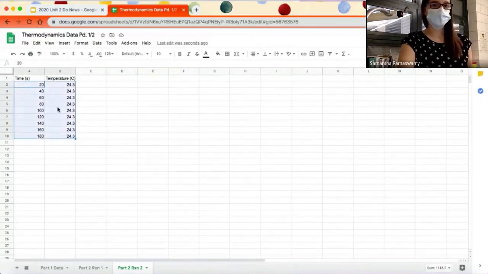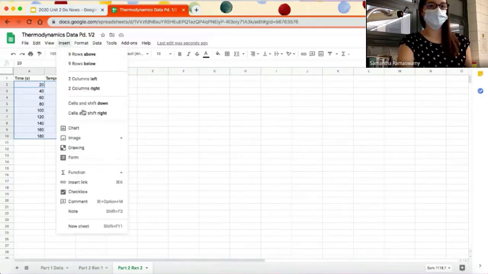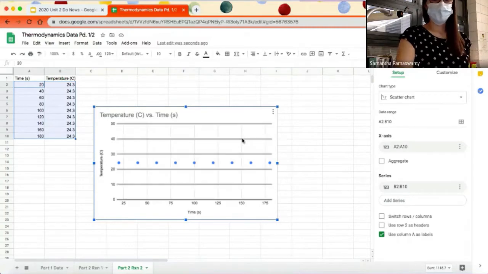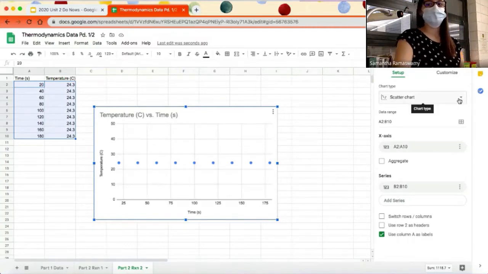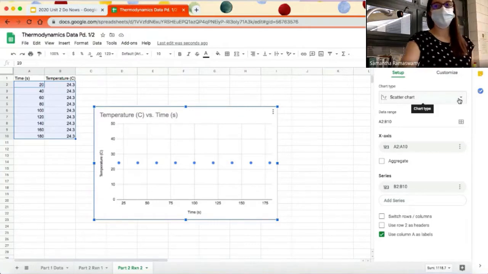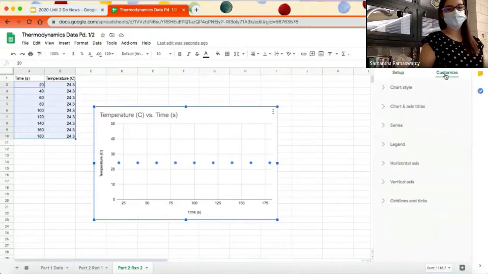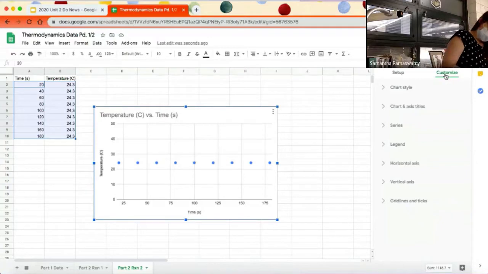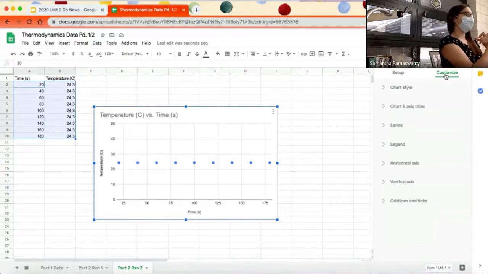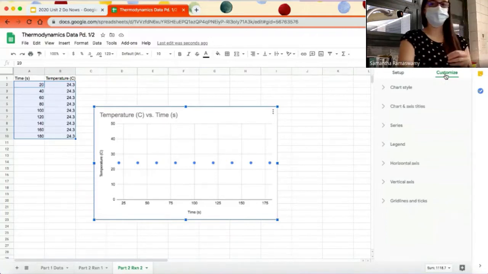highlight all of the numeric data, insert chart, and then again, if it's not a scatter plot, you can change the chart type, make sure it's scatter. Then we'll go into customize. Really, there's 3 things we want to do. We want to rename the chart, rename the graph. We want to add a trend line, and we want to change the scale of the y-axis.